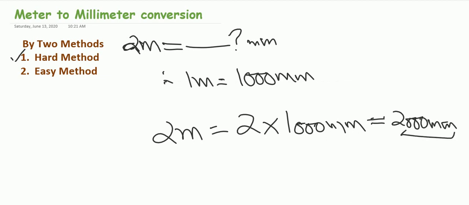Okay, and we know our first method answer was 2000 millimeters, and this is also 2000 millimeters. So the first method was hard and long, not an easy method, but this method is very easy.